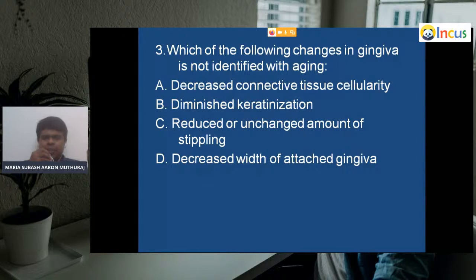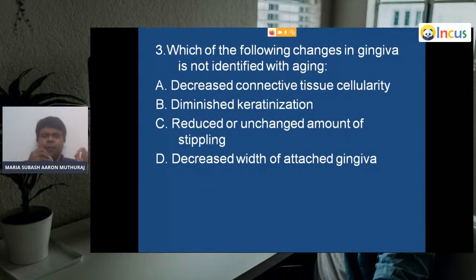Okay, decreased connective tissue cellularity. Actually, the number of cells in the connective tissue will be reduced, whereas an increase in the elastic fibers will be seen. In the connective tissue, there will be an increase in the elastic fibers, whereas the number of cells will be reduced in number.